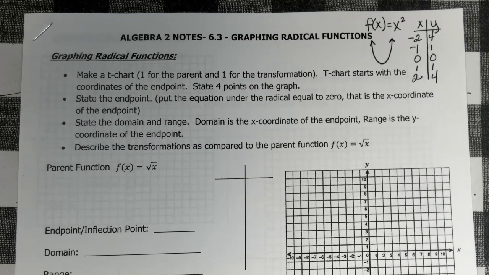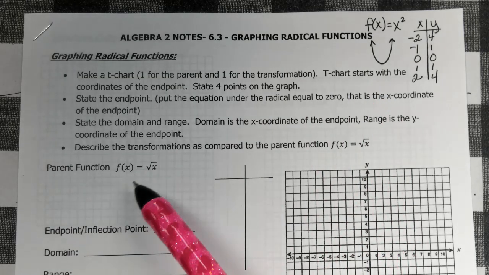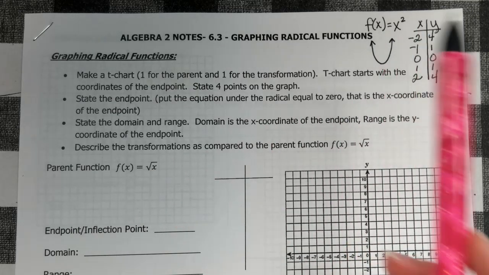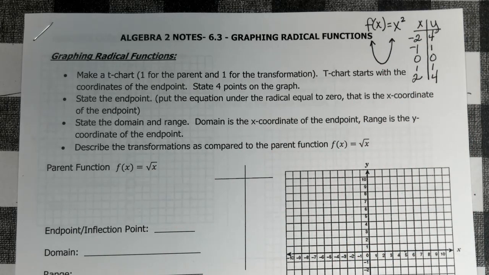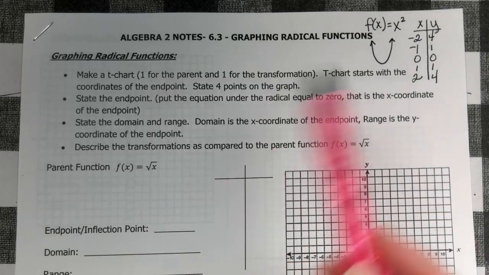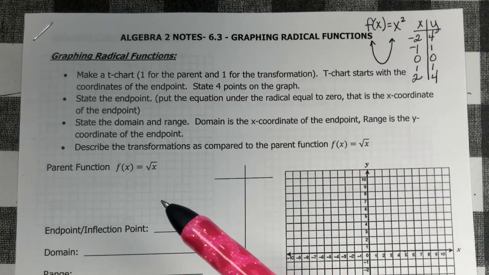Okay. So what we're going to look at is the square root of x. How is the square root of x related to x squared? It's how you undo it, right? You would square root an x squared and you could undo it. So that's called an inverse. So the x squared and the square root of x, these two functions are inverses of each other.